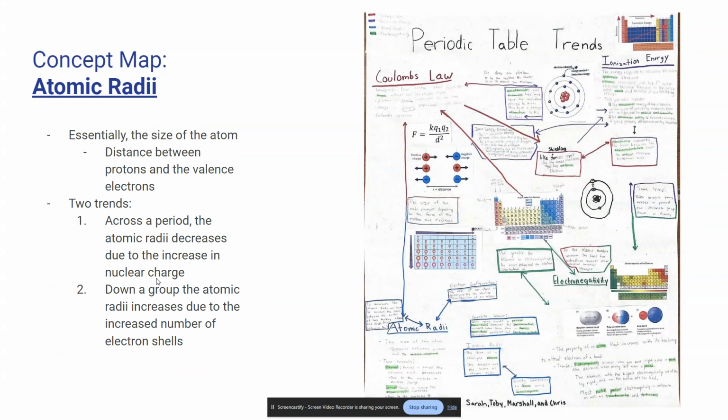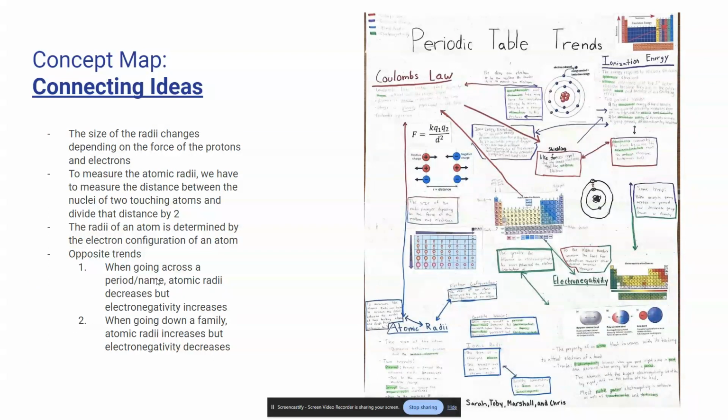Atomic radii, essentially the size of the atom. It's the distance between protons and valence electrons. There are two trends here. Across a period, atomic radii decreases due to the increase in nuclear charge, and down a group, the atomic radii increases due to an increased number of electron shells. To connect these ideas, the size of the radii changes depending on the force of the protons and electrons.